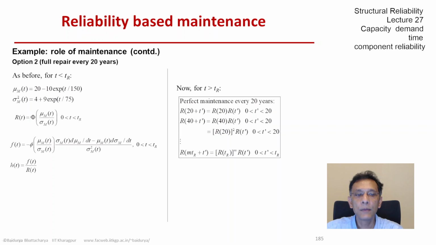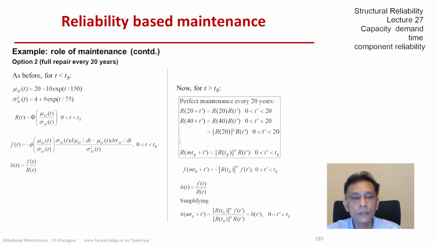So that's how the reliability function behaves, and the density function being the negative derivative of R, we can get it as you see on the screen. Now the hazard function is the ratio of the two, so we can simplify that, and it so happens the R to the power m cancels out, so h of m tr plus t prime is equal to h of t prime. So h is going to be a periodic function, and that's actually very interesting.